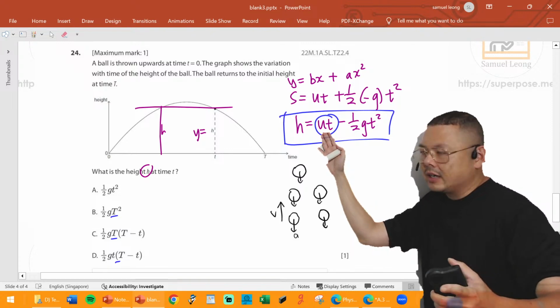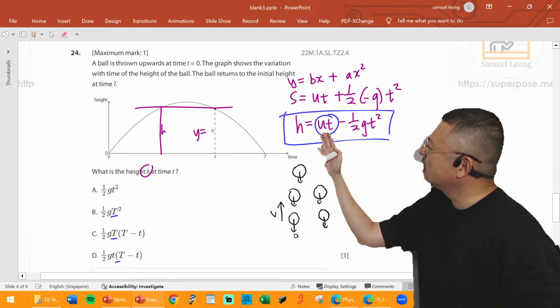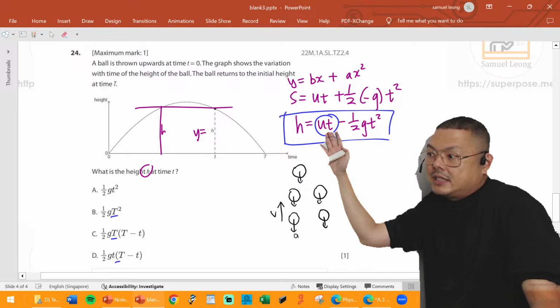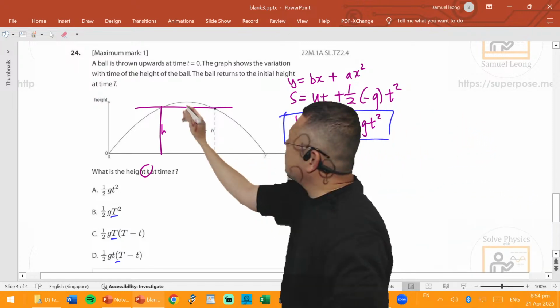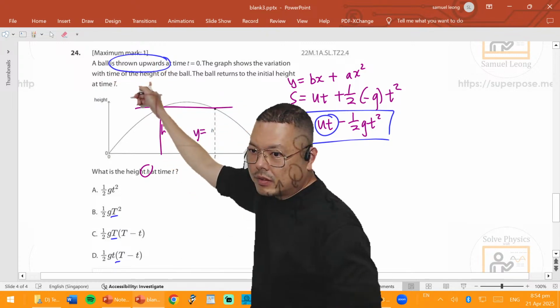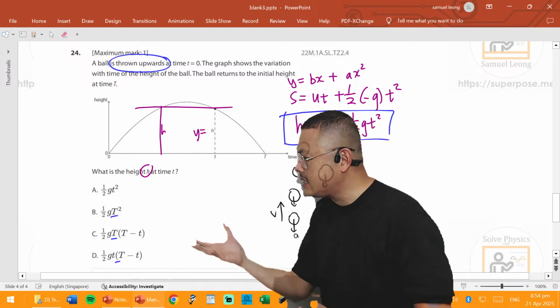Initial velocity, right? It represents initial velocity. Can I just assume that it's zero? Why not? Because it was literally thrown upwards. That means your initial speed cannot be zero.